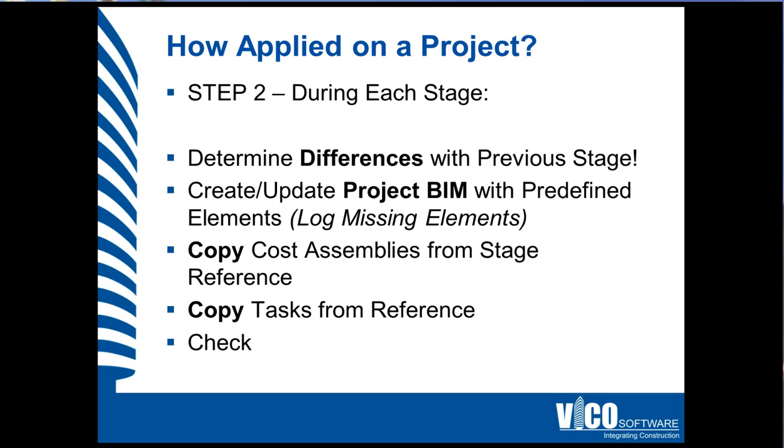In step 2, so during each stage, you first determine the differences with the previous stage. If you use this approach, the previous stage will have had a model warehouse and a cost reference as well, so it's very easy to determine where the differences are. The cost differences you can easily find by using the Vico Office compare and update functionality, which highlights where in your project the differences are, and you simply update your project with the differences. As for the model, you just look at the warehouse and might want to use some of the modeling application scheduling functions to see what the differences are.